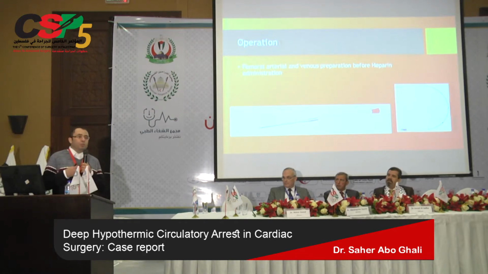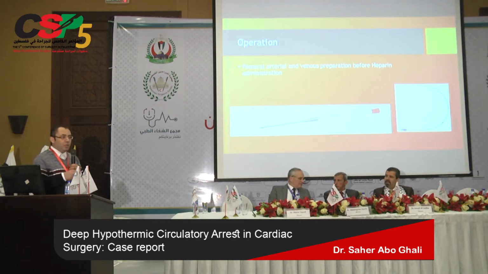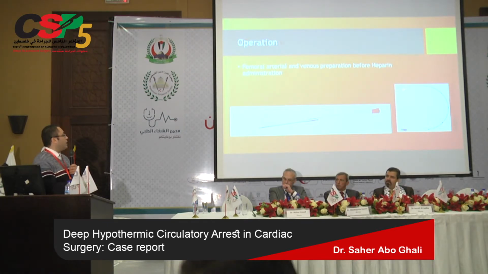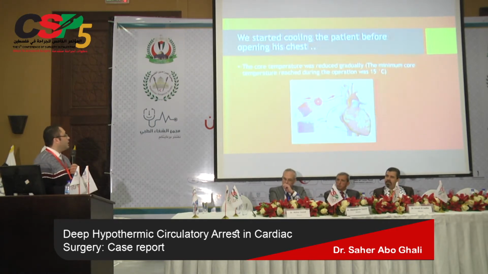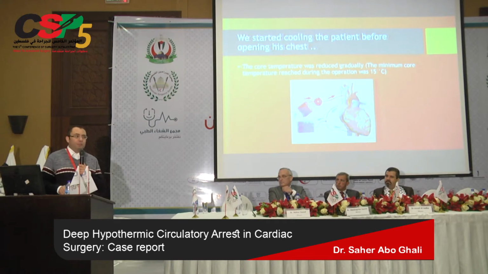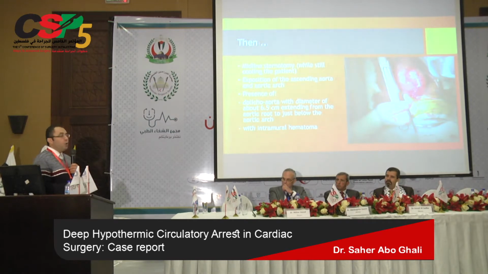So we decided, as we don't know if this dissection is attached to the sternum or not, we should be safe. So we started to cannulate the femoral artery and femoral vein, instead of normally cannulating the aorta. We used this femoral artery cannula and this femoral vein cannula that is introduced from the femoral vein and arrives to the right atrium. Then we started the machine, the cardiopulmonary bypass, and started cooling the patient before opening the sternum to be safe. So while we were cooling the patient, we opened the sternum.